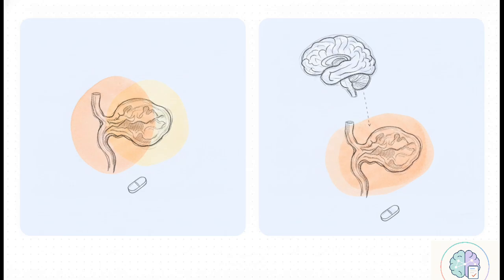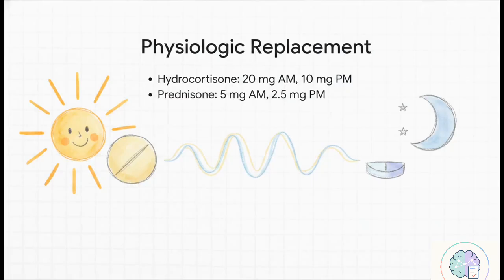Precision really matters here. For standard physiologic replacement, assuming there's no acute stress going on, you've got two main options. You can use hydrocortisone at 20 milligrams orally every morning and 10 milligrams every evening. Or you can go with prednisone, using 5 milligrams in the morning and 2.5 in the evening. Notice that split AM and PM dosing? We're deliberately giving a larger dose in the morning and a smaller one at night to mimic that natural biological rhythm of cortisol we looked at earlier.